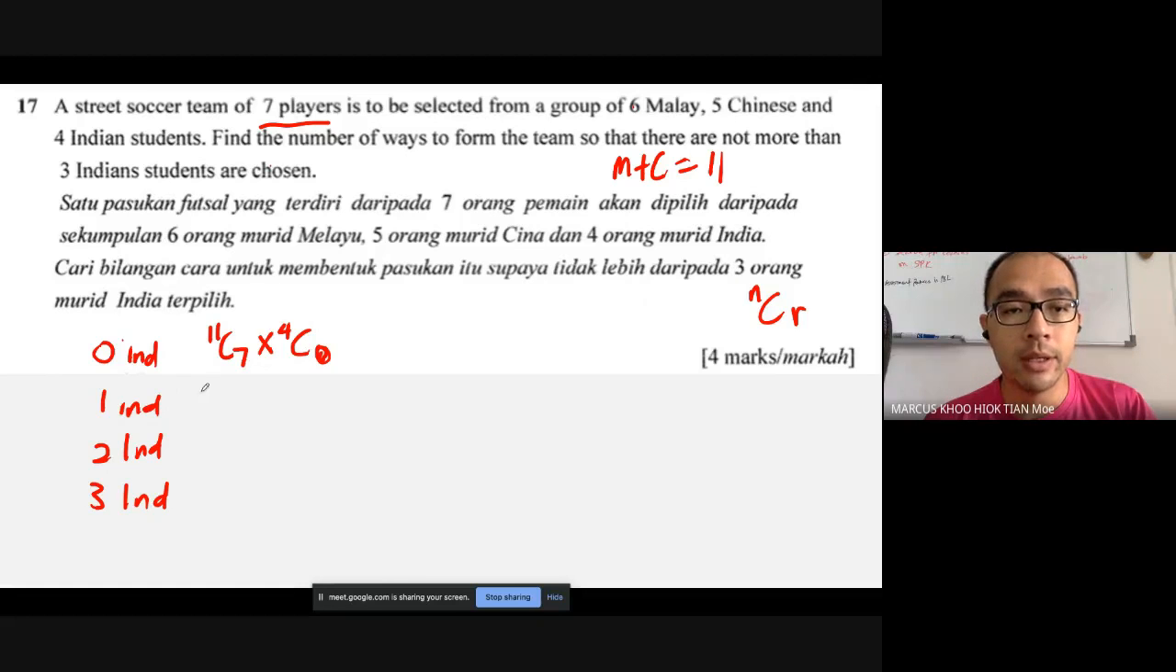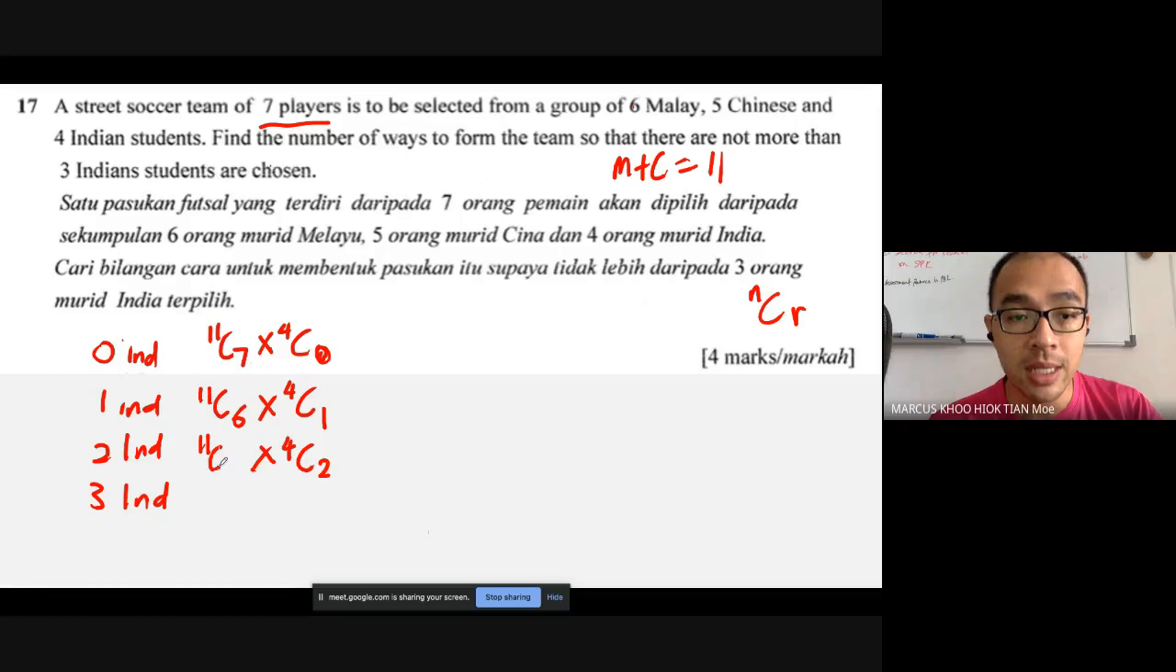1 Indian will be 11C6 because we need to have 1 Indian. So it's 4C1. Okay. 2 Indians. Now, can you see the pattern already? Kalau sini adalah 4C2, sebab saya mau pilih 2 orang India, we have to multiply by 11C, how many? 5, kan? Sebab setakat ini, we always want 7 plus 0, 7. 6 plus 1, 7. 5 plus 2, 7. Because we only want 7 players in our team.